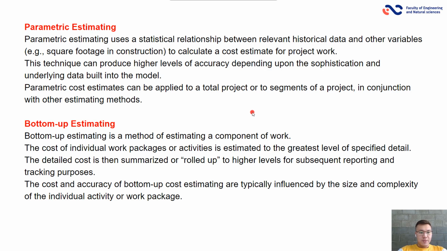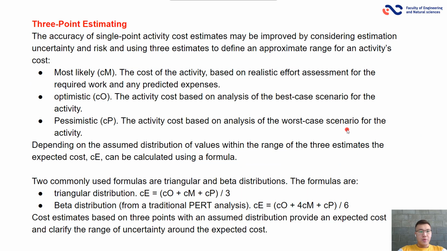Bottom-up estimating. Bottom-up estimating is a method of estimating a component of work. The cost of individual work packages or activities is estimated to the greatest level of specified detail. The detailed cost is then summarized or rolled up to a higher level for subsequent reporting and tracking purposes. The cost and accuracy of bottom-up cost estimating are typically influenced by the size and complexity of the individual activity or work package. 3-point estimating.